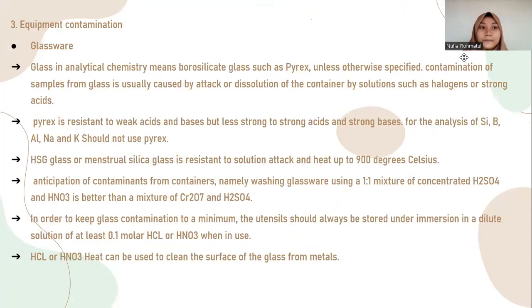And number 3, equipment contamination. Glass. Glass in analytical chemistry means borosilicate glass such as Pyrex. Unless otherwise specified, contamination of samples from glass is usually caused by attack or dissolution of the container by solutions such as halogen or strong acid. Pyrex is resistant to weak acid and base, but less resistant to strong acid and strong base.